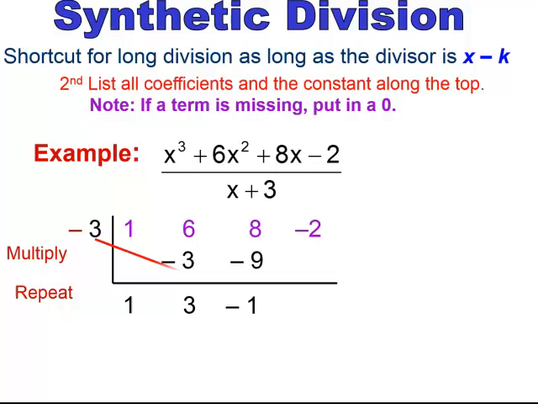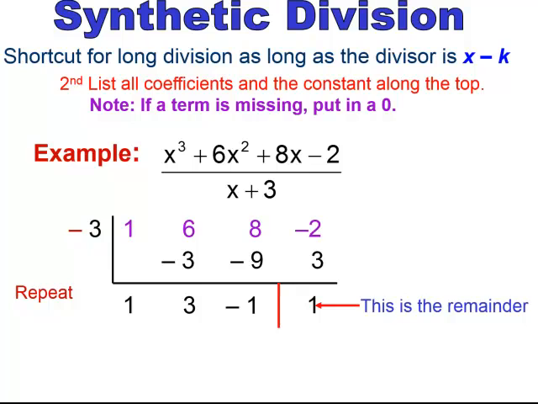And we're going to continue until we have no more numbers. So I do a negative 3 times a negative 1, which is going to give me a positive 3, and then I'm going to add down and I'm going to get a positive 1. Negative 2 plus 3 is positive 1. Now this last number is the remainder. So if it's 0, there's no remainder. But in this case, we have a remainder of 1.